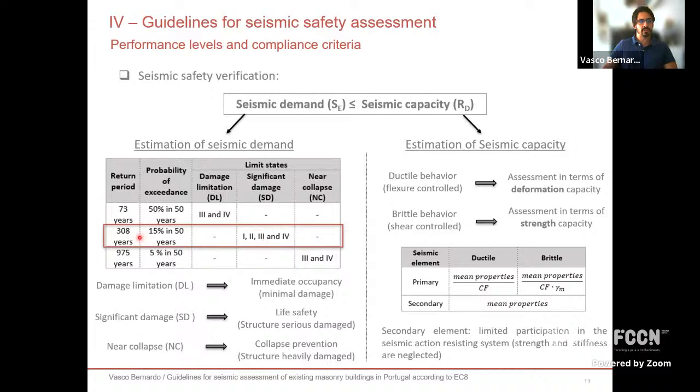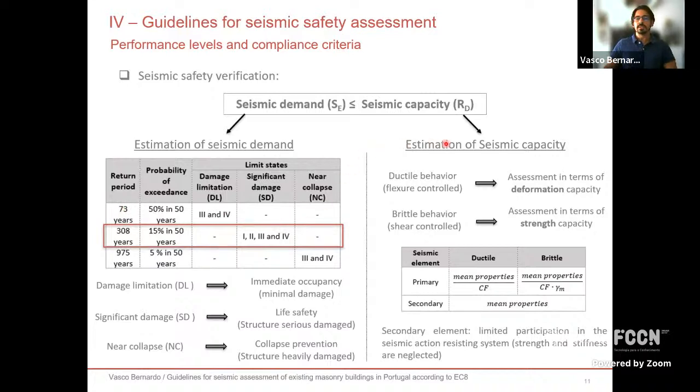which corresponds to a return period of 308 years. These both return periods were also included in the Eurocode 8 part 1. This is for the 90 years and this is for the 475 years. But in the Eurocode 8 part 3, for the case of Portugal, they are lower in the framework of a performance-based seismic assessment of existing buildings.